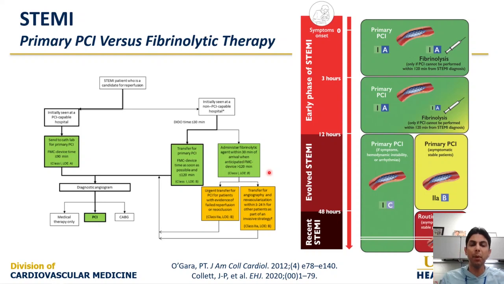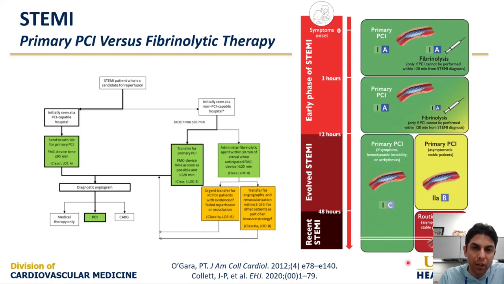And even if those things happen, we want to get them to a PCI-capable hospital in case complications could develop. And so that's what all these yellow boxes are really aimed at, is that we want to get them to a hospital that can perform PCI if necessary. Because early success doesn't necessarily mean that there'll be continued success.